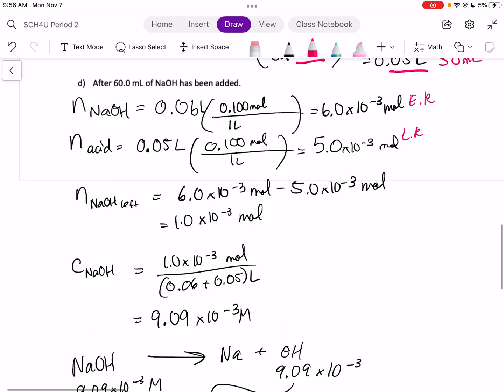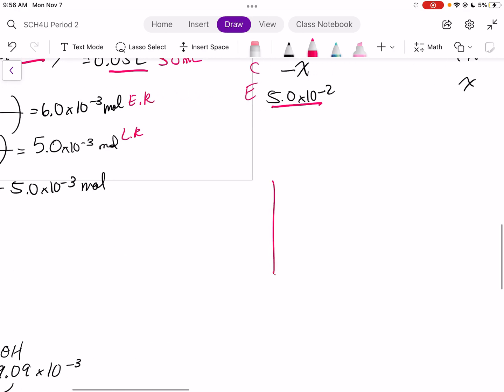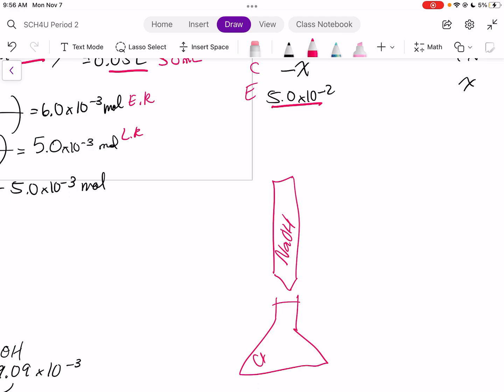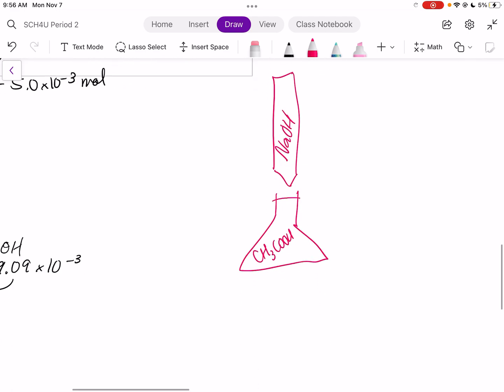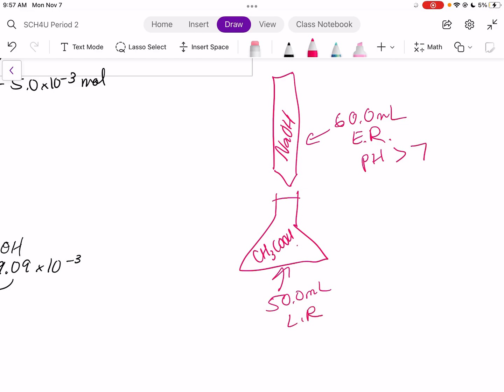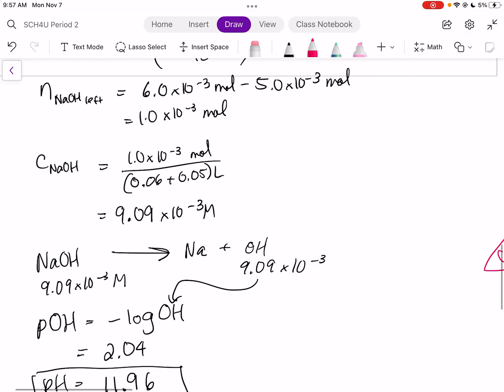After we add 60 milliliters of our base, we're going to reconsider now what's happening in our titration. I know this is a 1-to-1 ratio. I know that I have 50 milliliters of this, and I have 60 milliliters of this. Because of this difference in volume, I'm going to assume that this is going to be my excess reagent, and I'm going to have a pH that is greater than 7, because this is my limiting reagent and it will be completely consumed. So what will be left over is my base. It's just a prediction based on the volume and the fact that it's a 1-to-1 ratio. But again, we have to do the math.